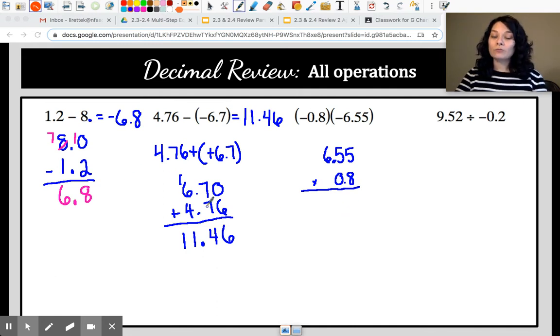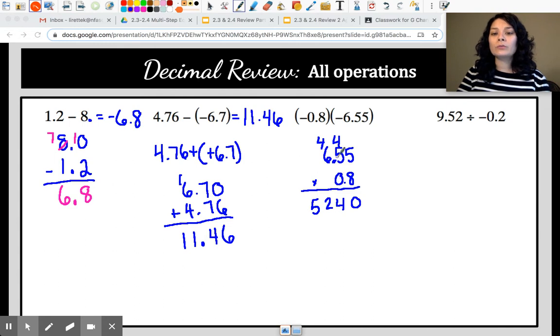When you're adding and subtracting, you do. Now I'm just going to go through and multiply this. 8 times 5 gives me 40, carry the 4. 8 times 5 gives me 40, plus the 4 I carried gives me 44, carry the 4. 8 times 6 gives me 48, and then plus the 4 that I carried gives me 52.